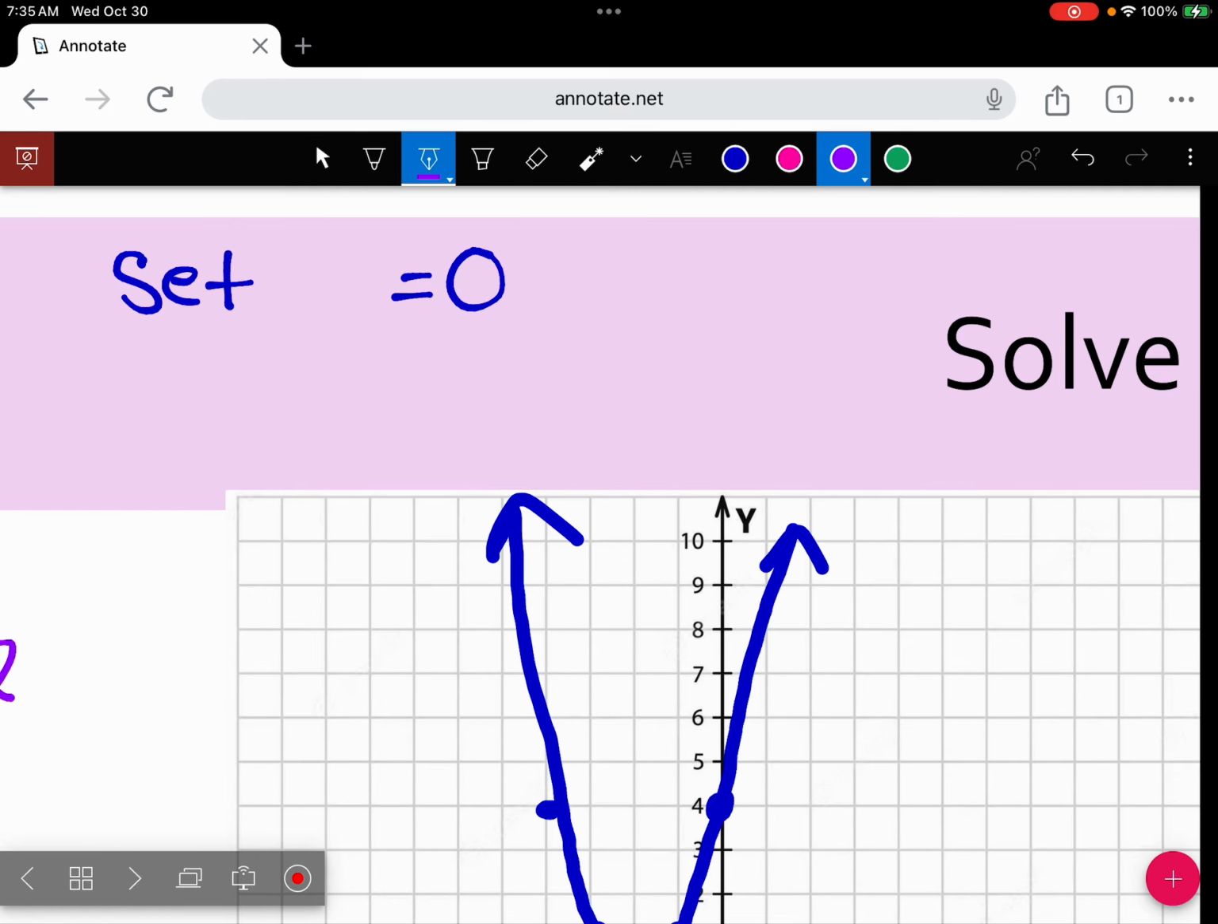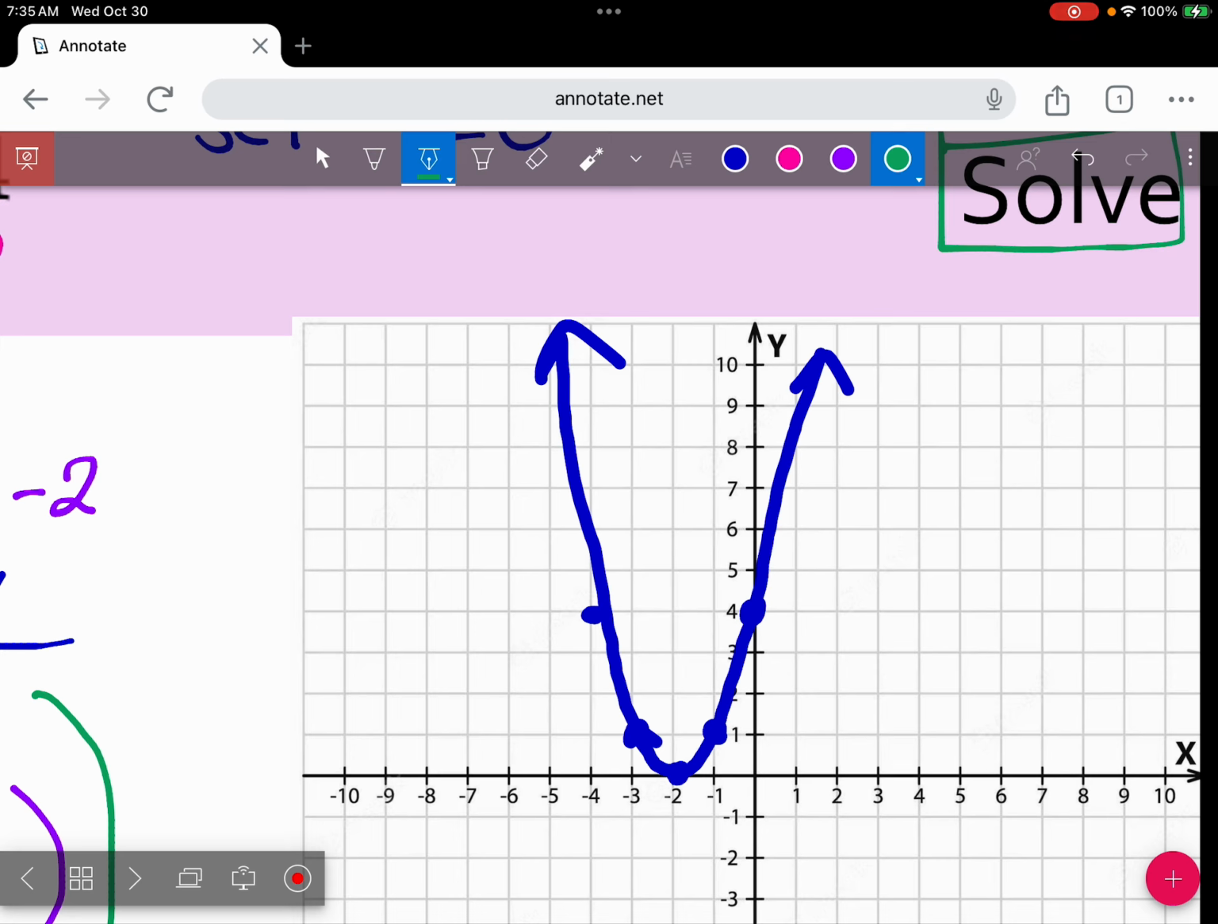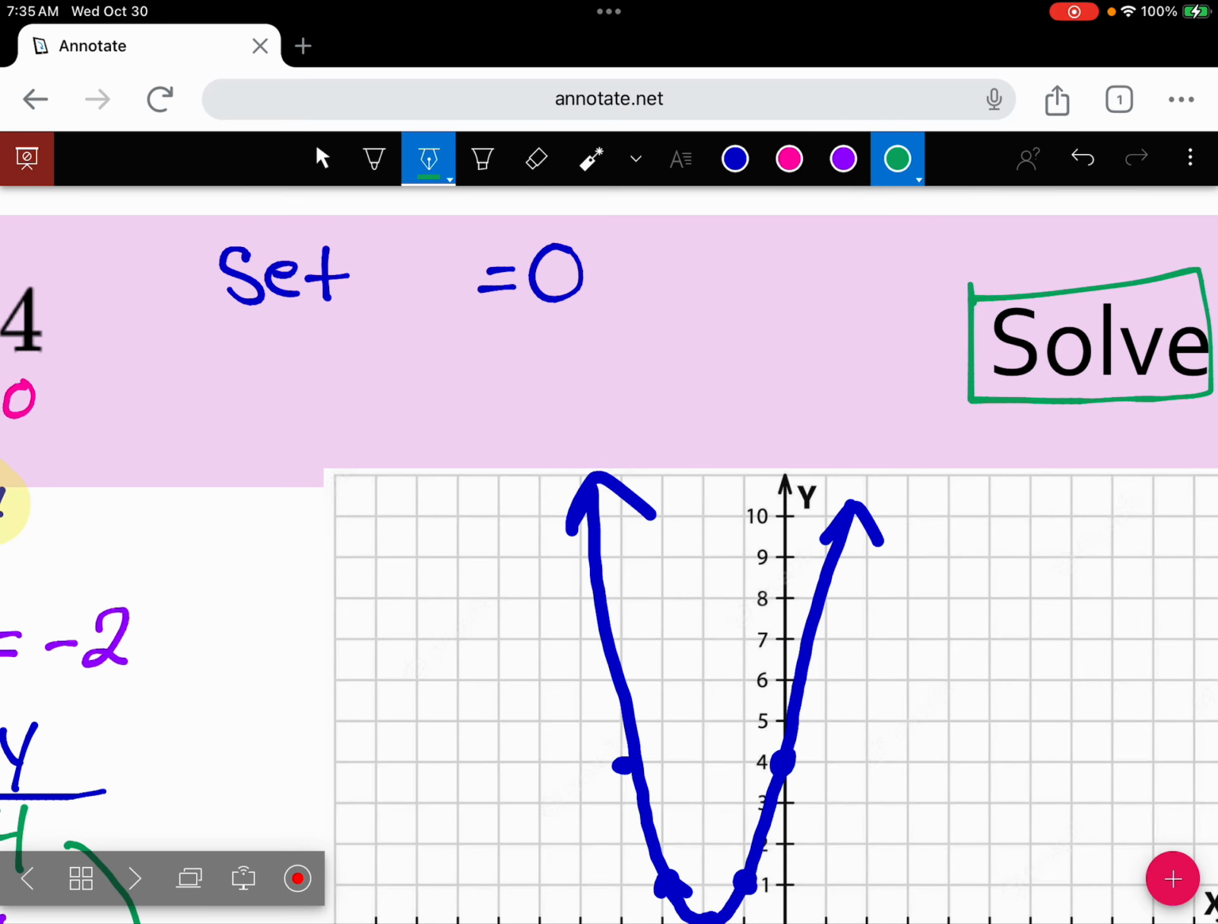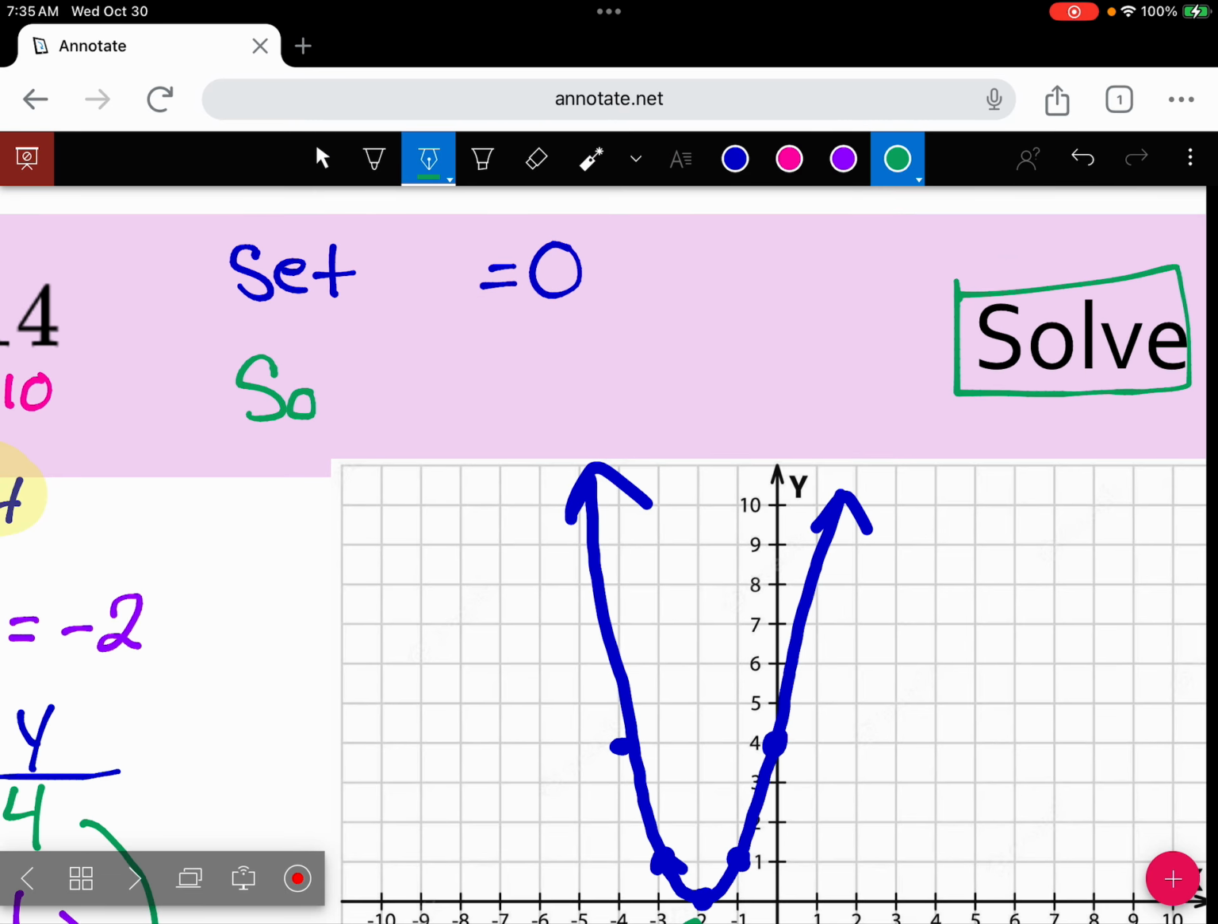Then what we need to do, because we have one more step today, it's not just graph, is we're looking for our solutions. Remember, our solutions, our roots, our zeros, our x-intercepts. Where do we have an x-intercept on this one? -2. Where it hits or crosses our x-axis. That is our solution. So our solution, or root, or zero, or x-intercept, happens when x equals -2.